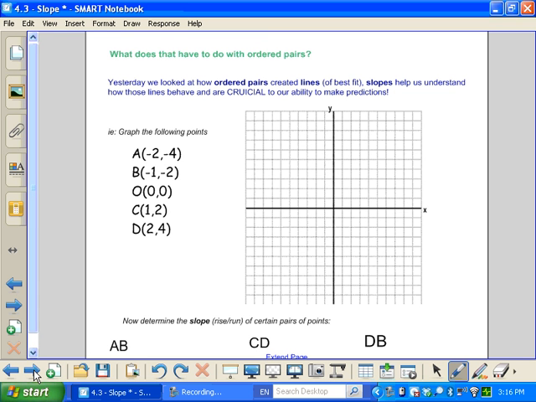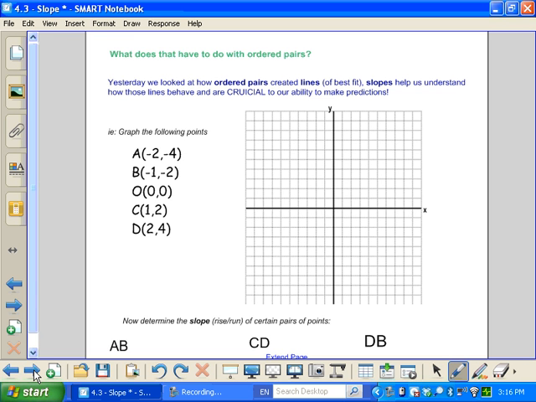Now, of course, the question you're wondering is what the heck does that have to do with ordered pairs? We've been talking about ordered pairs for the past few days. Well, yesterday we looked at how ordered pairs created lines, specifically lines of best fit. These slopes help us understand how these lines behave, so they help us make predictions. How much is it going up or down by each time? If we know that, we can predict what it's going to be in a year's time or whatever, if we're talking about years.